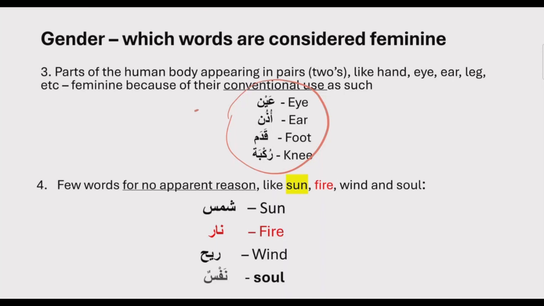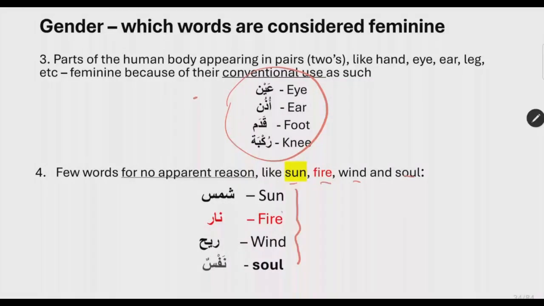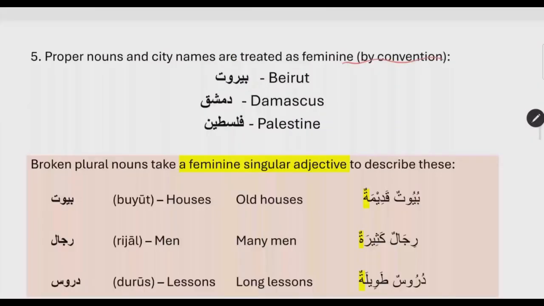Then there are a few words that, for no apparent reason, like sun, fire, wind, soul, are feminine. The Quran is very specific about these, and I've shown you Quranic examples of this where it is used for the feminine. So shams, amazingly, is feminine, but the moon that follows it is masculine. In the orbit, sun and moon, how they rotate and all that, one is feminine, one is masculine, each moving or floating in his own orbit. Then proper nouns are treated as feminine just by convention.